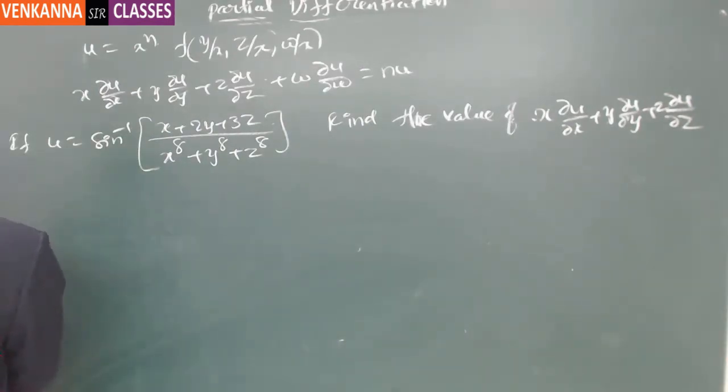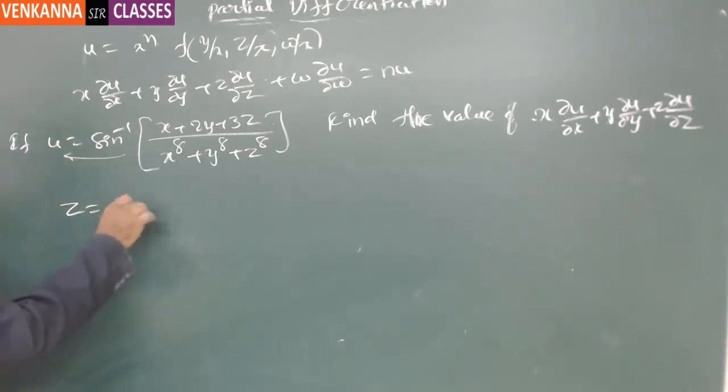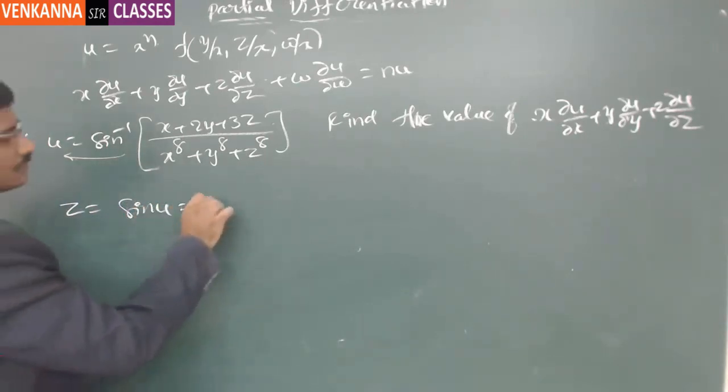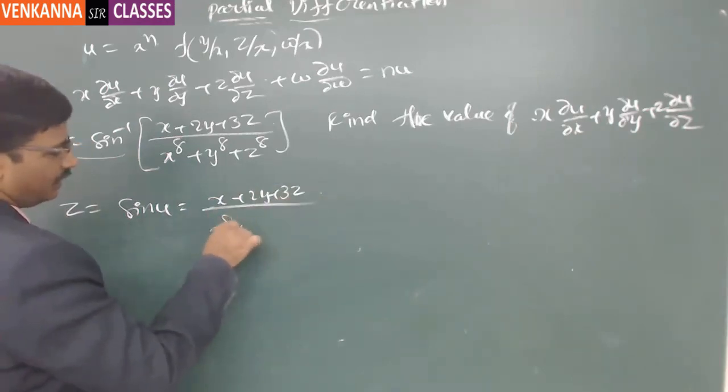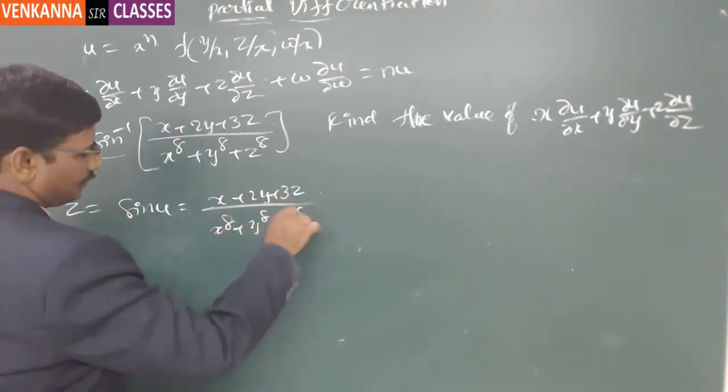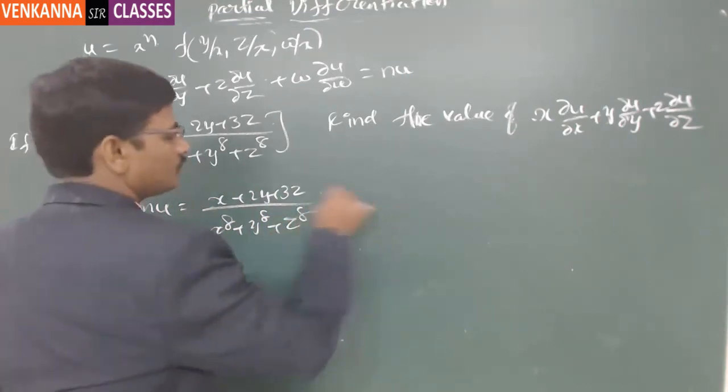Okay, good. So this is straightforward, exactly in the similar manner to what we have done in the previous case. Straight away, sin⁻¹ of (x + 2y + 3z)/(x⁸ + y⁸ + z⁸) is not in the Euler's homogeneous equation format. So for that you can bring sin inverse to the other side. Then you call sin u = (x + 2y + 3z)/(x⁸ + y⁸ + z⁸). Now this is an Euler's homogeneous equation.